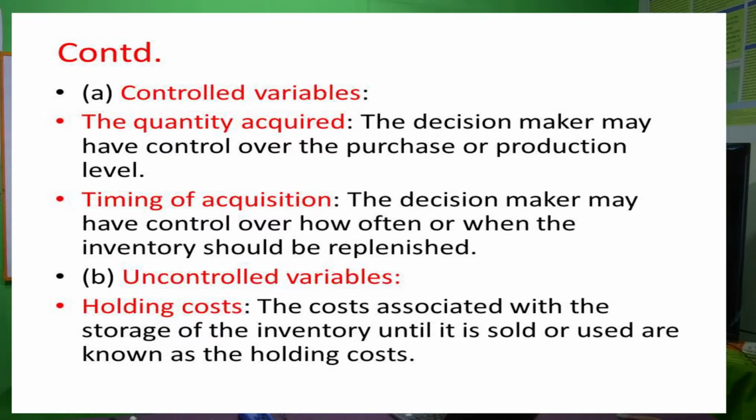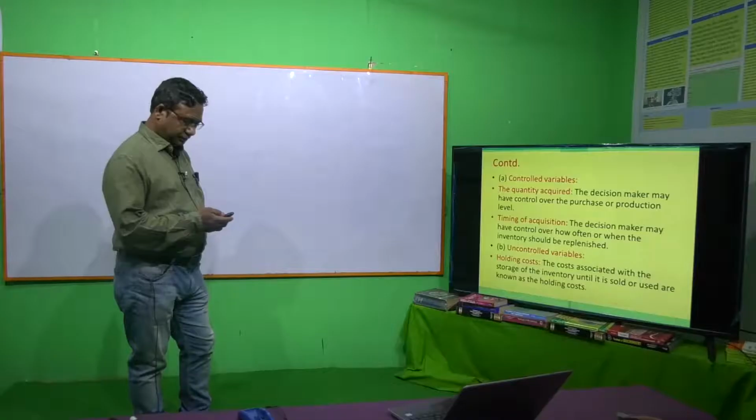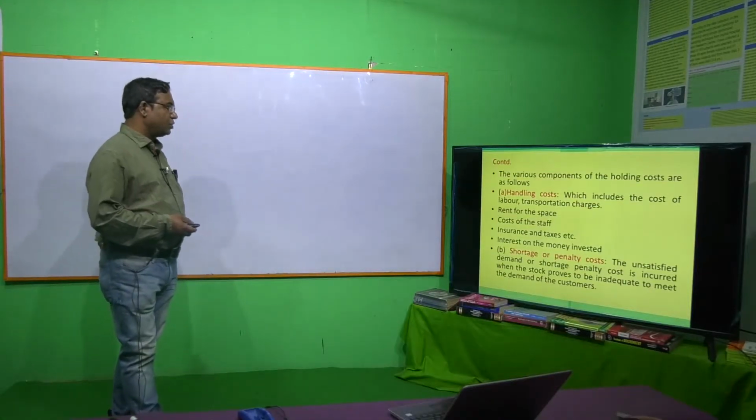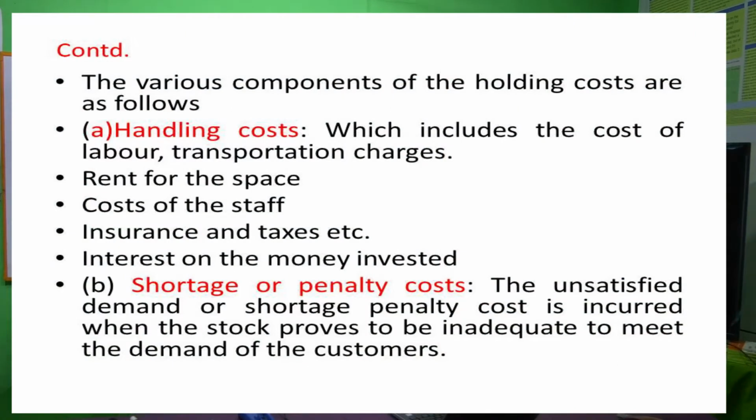Then uncontrolled variables, holding costs. The costs associated with the storage of the inventory until it is sold or used are known as holding costs. The components of the holding costs are, say, handling costs. Handling costs include rent for the space, cost of the staff. Staff are needed to maintain the inventory, insurance and the taxes, interest on the money invested. So these are the parts of the handling costs.